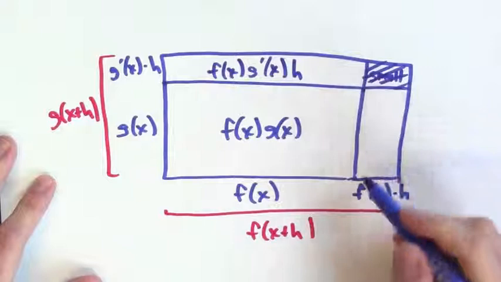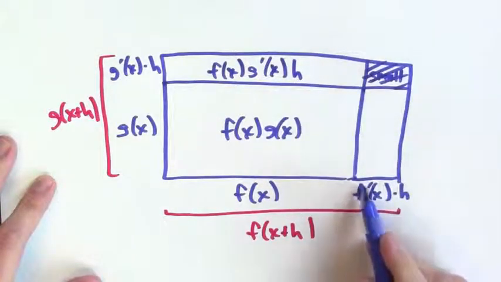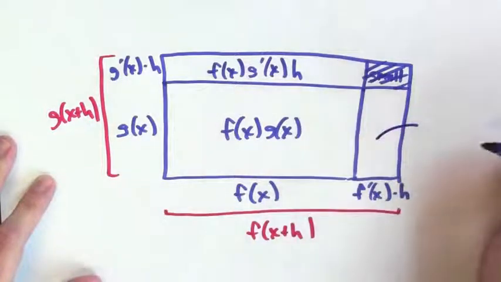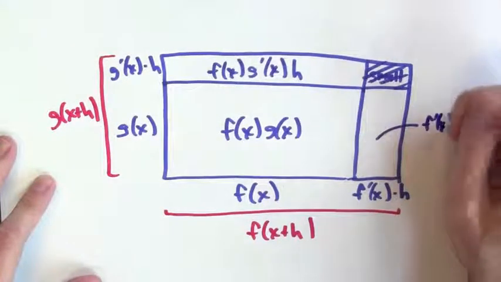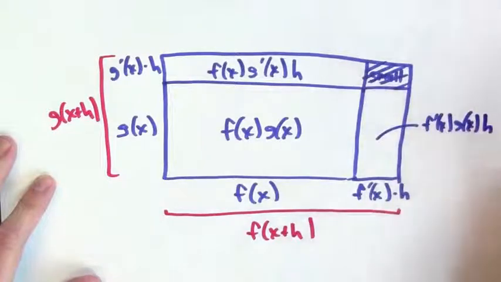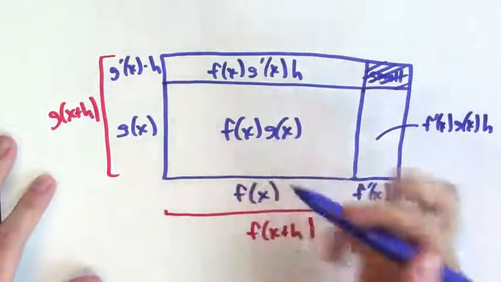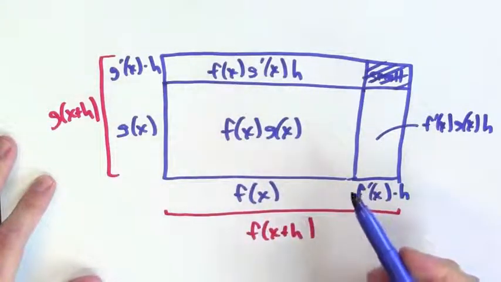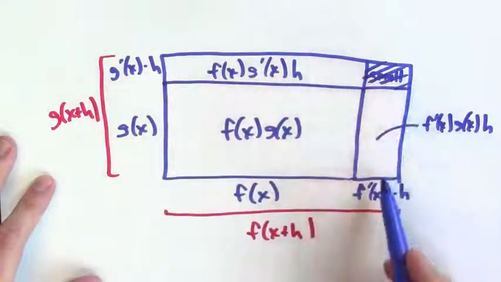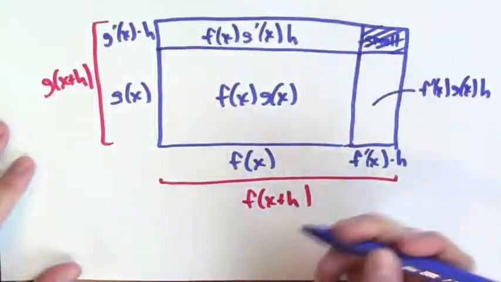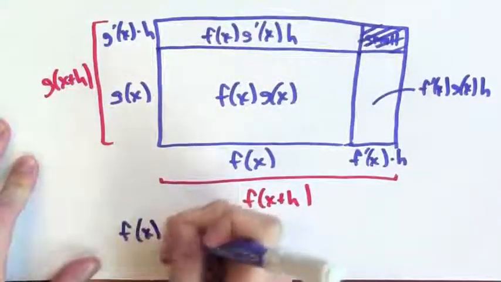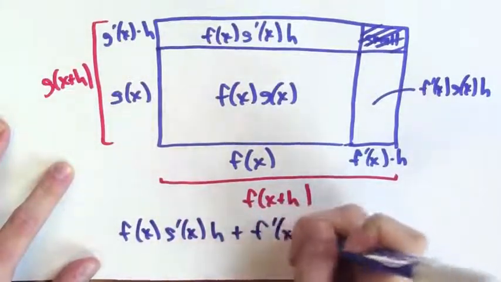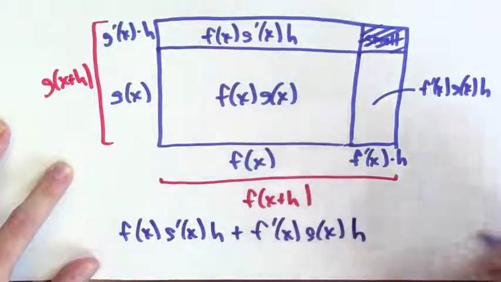What's the area of this rectangle over here? Well, its base is f prime of x times h, and its height is g of x. So the area of this piece is f prime of x, g of x times h. Now I want to know, how did the area change when I went from x to x plus h? Well, that's pretty close to just the sum of these 2 rectangles. So the change in area is about f of x times g prime of x times h plus f prime of x times g of x times h.